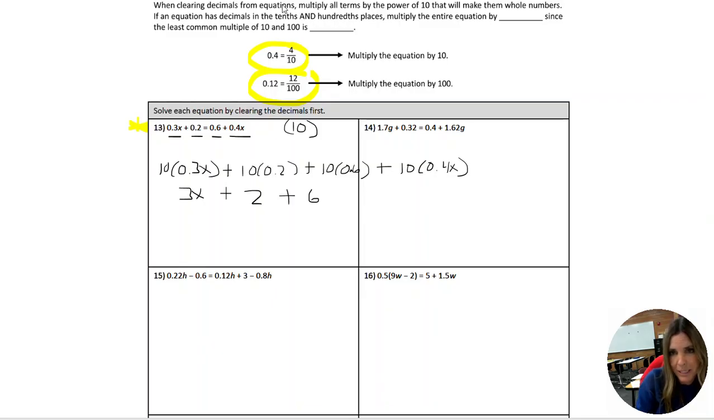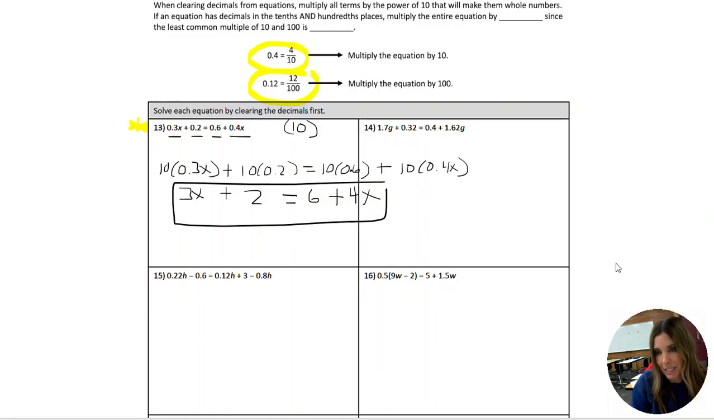Sorry, I need to fix this right here. This should have been an equal sign, not a plus. So there was an equal sign here, and then this right here needed to be an equal sign instead of a plus. You guys probably caught that while you were watching. And then plus, this would be 4x. And then from there, you can just go ahead and solve this equation.